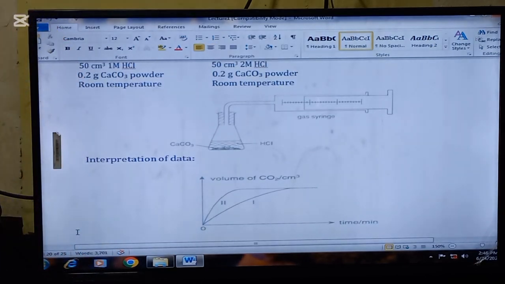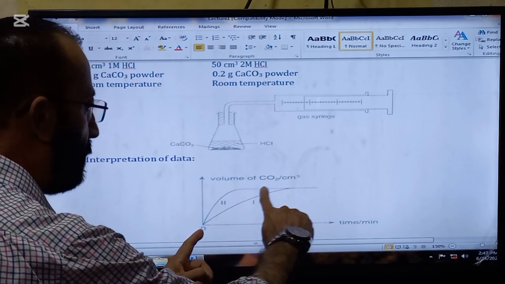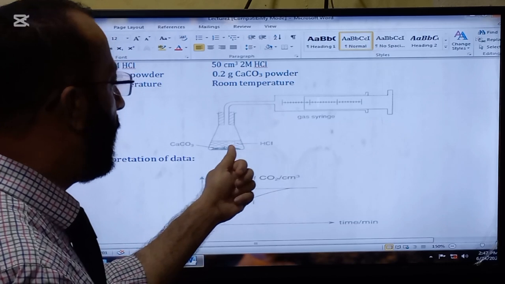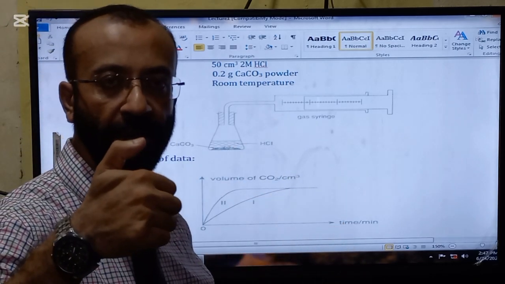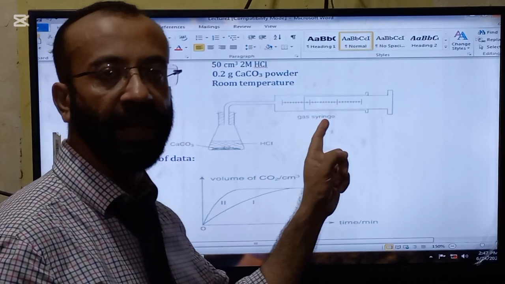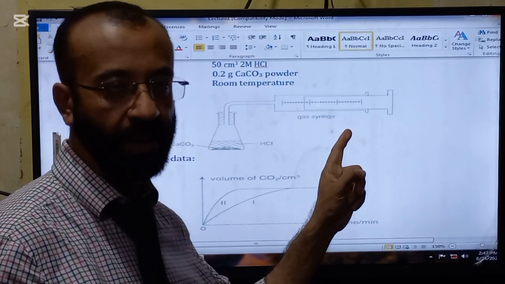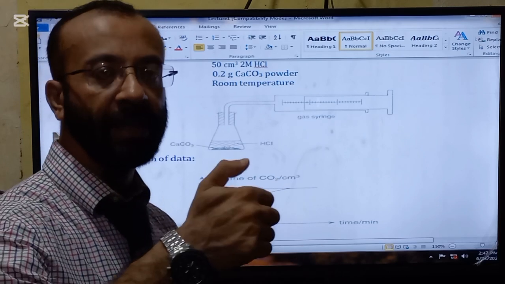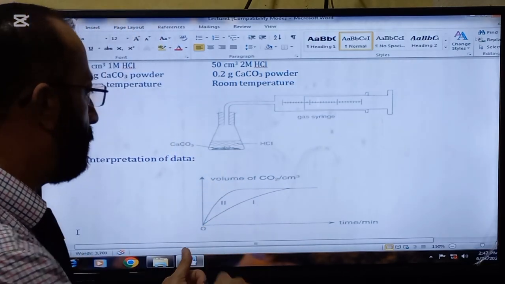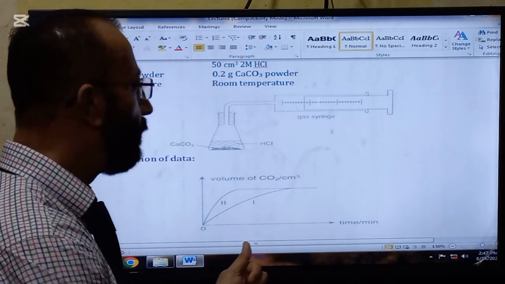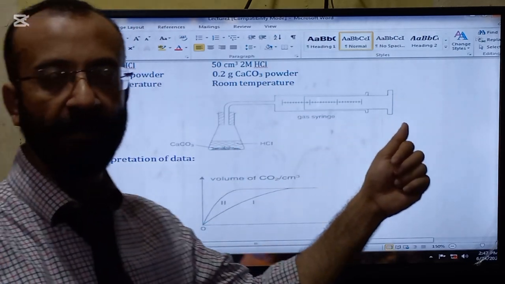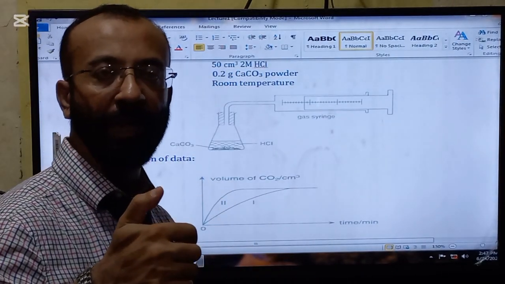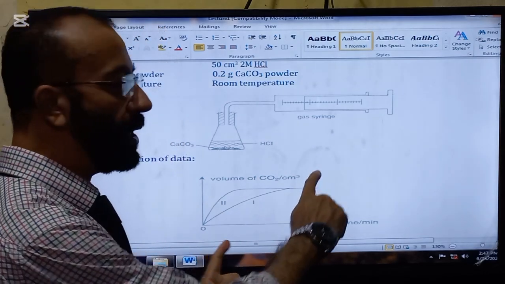Interpretation of the data. These two types of graphs will be produced because we will note the volume and time. So a stopwatch will be used for measuring the volume of the carbon dioxide. In the first experiment, when the concentration of HCl was less, some set of values will be obtained, from which a curve will be drawn. And for the second experiment, when the concentration of HCl was more, some set of values again will be obtained to draw the curve.